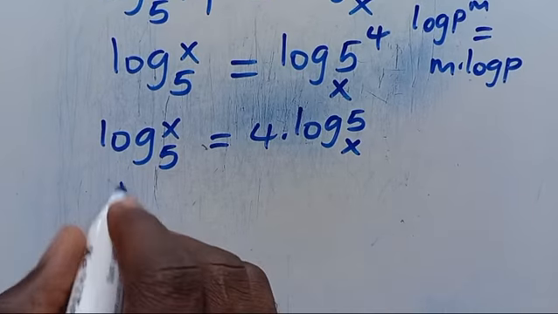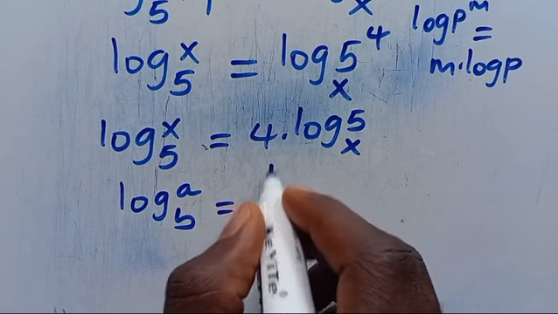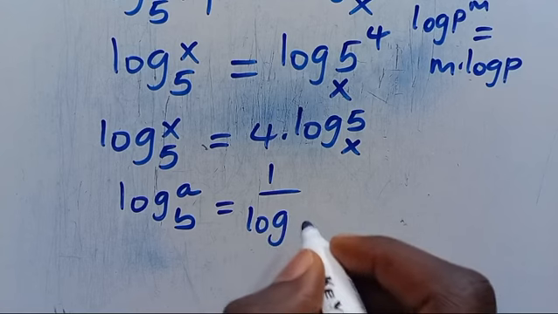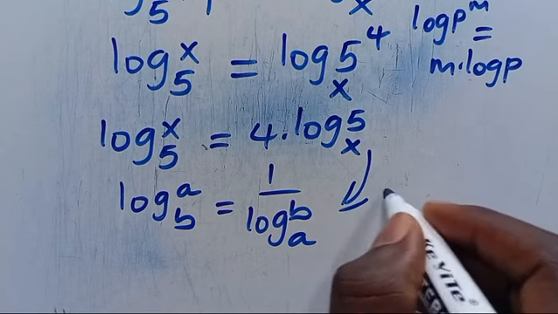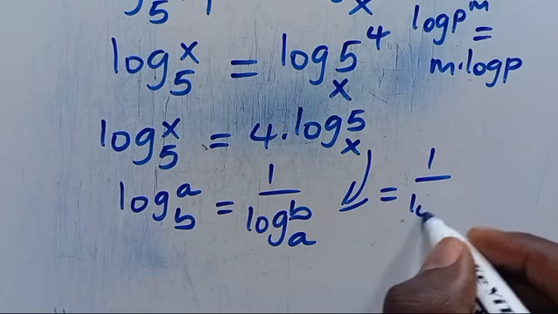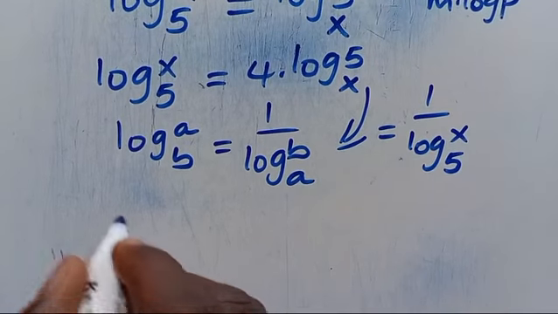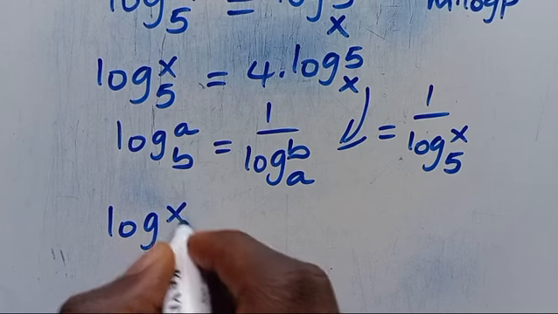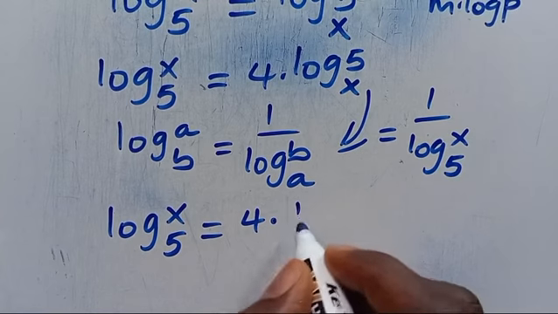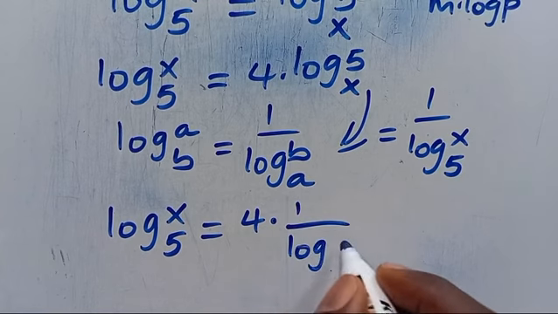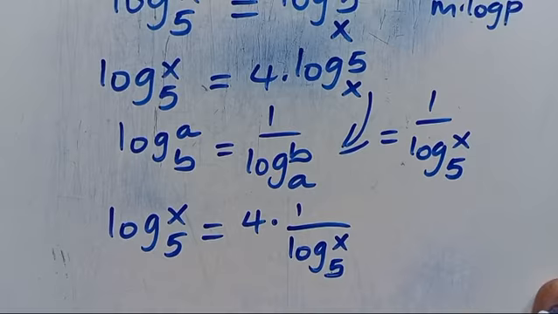Let us recall that when we have log a in base b, this is equivalent to 1 divided by log b in base a. So we can apply it to this one. It will now be equals 1 divided by log x in base 5. So from here we have log x in base 5 equals 4 multiplied by 1 divided by log x in base 5, the reciprocal of this is equivalent to this, by using this idea.